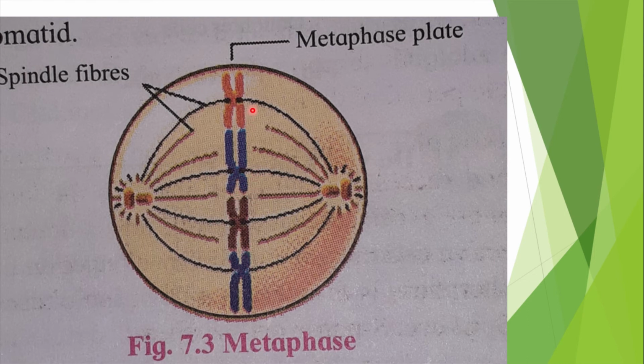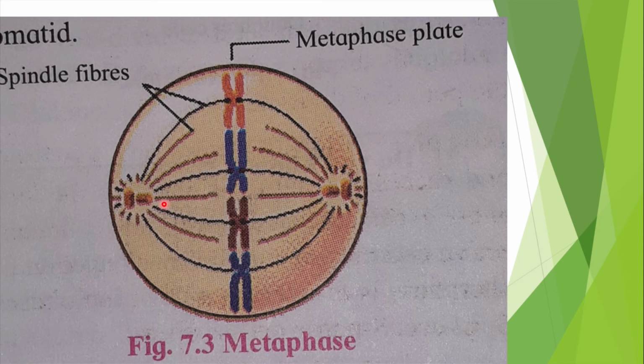Now see again what happens over here. The nucleolus completely disappears, and the nuclear membrane completely disappears. The chromosomes arrange themselves, or all the chromosomes lie on the equator, or you can say on the equatorial plate, which is also called the metaphase plate. What is happening in metaphase? All the chromosomes lie on the metaphase plate or on the equatorial plane.